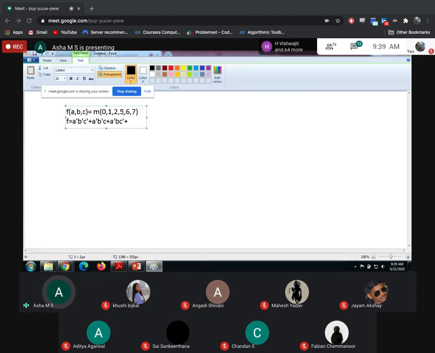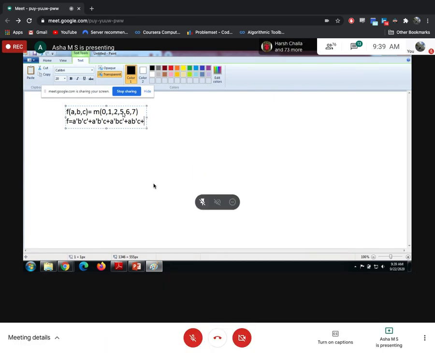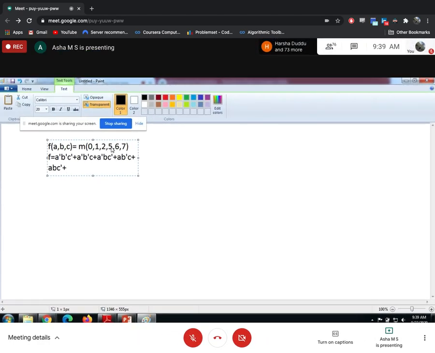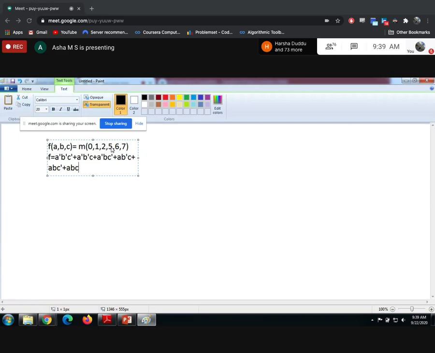Plus next 5. 5 means 1, 0, 1, which means a, b bar, c. Plus 6. 6 means 1, 1, 0, which means a, b, c bar. Plus 7. 7 means all three are 1, so a, b, c. So the decimal numbers are given. Now we converted this to min terms, or minimal products, or fundamental products. Now using Boolean expressions, we need to minimize this. Can anyone do this?